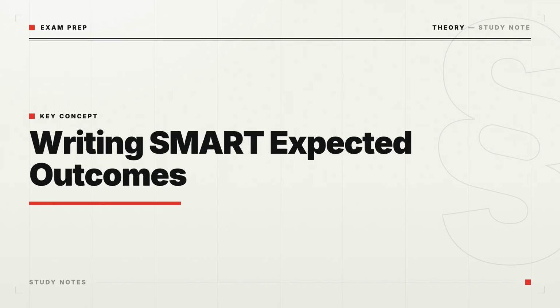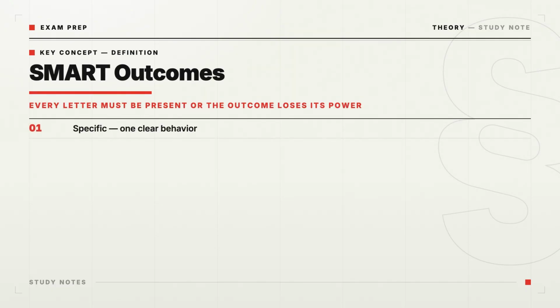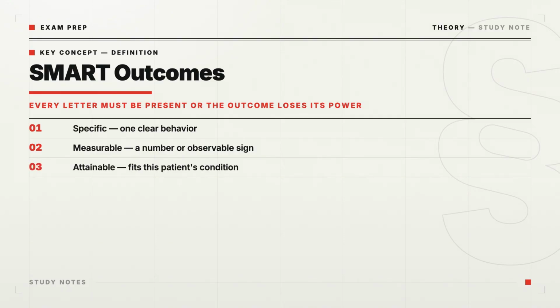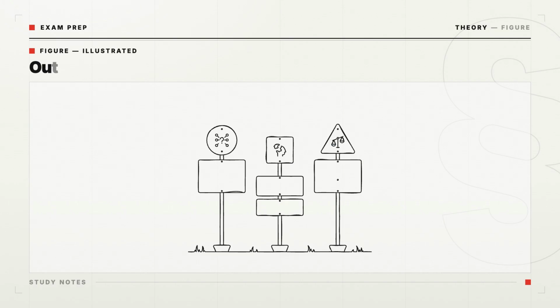An expected outcome is the measuring stick a nurse writes before care even begins, stating exactly what the patient will look like, sound like, or report if the plan works. Without it, evaluation becomes guesswork. The letters of SMART hold the idea together. Specific names one clear behavior, measurable attaches a number, attainable fits the patient's real condition, relevant connects to the diagnosis, and time-bound sets a deadline for the nurse to return and check.